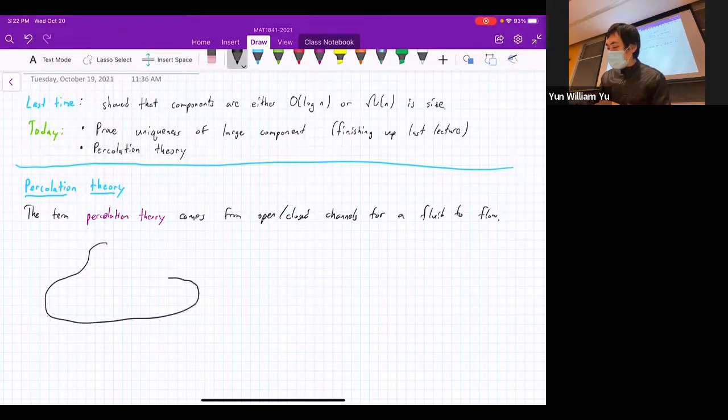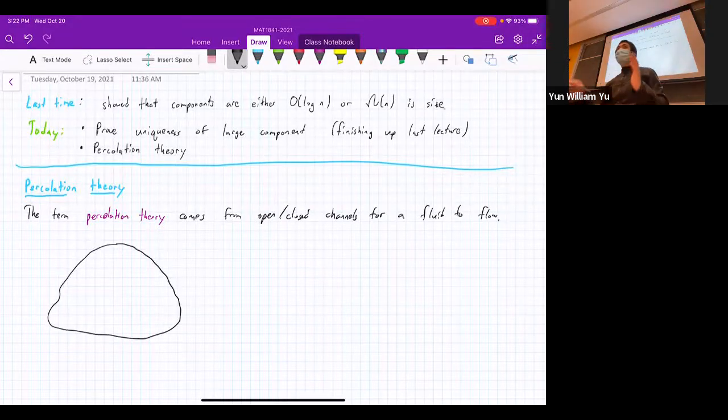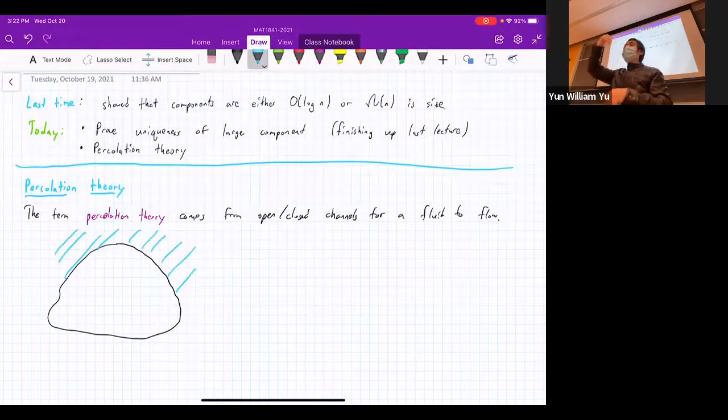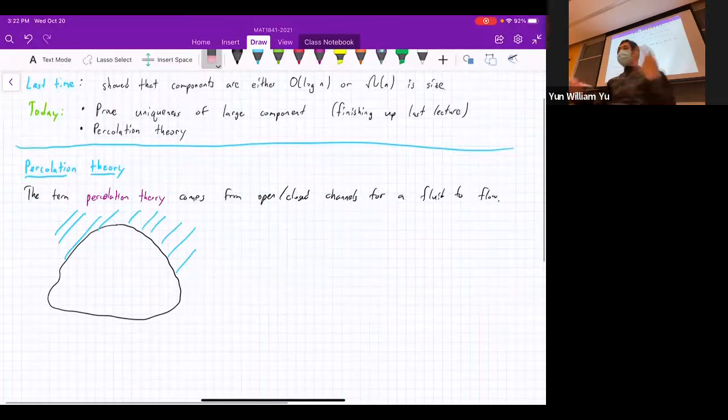So let's say we have a big rock, okay? Of some arbitrary shape, it doesn't really matter. Let me draw a slightly nicer rock. Okay, so we have a big rock. And what we're asking is, if it starts raining outside, does the water go through the rock? So can the water go from the top of the rock and go through the rock all the way down into the other side? So is there a puddle here? Is basically our question.